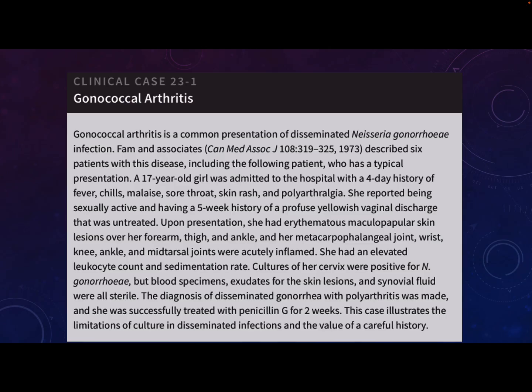So this is a case study of gonorrhea arthritis. Six patients, including the following patient who has a typical presentation. A 17-year-old girl was admitted to the hospital with a 4-day history of fever, chills, tiredness, sore throat, skin rash, and basically pain in multiple joints, arthritis in multiple joints. She reported being sexually active and having a 5-week history of a profuse yellowish vaginal discharge that was untreated.